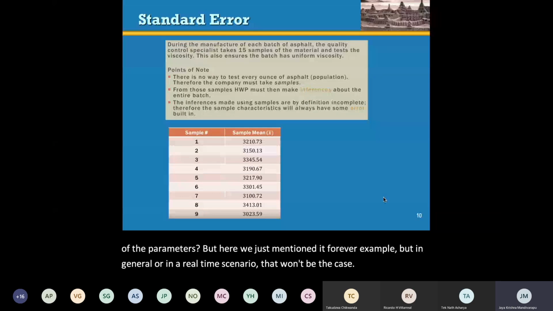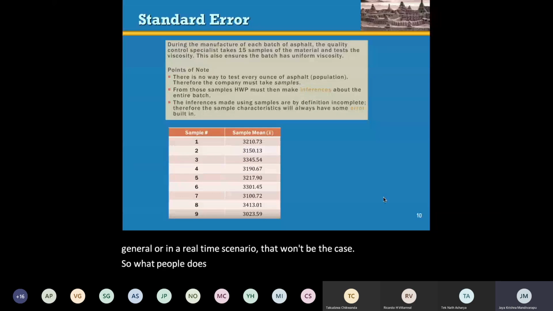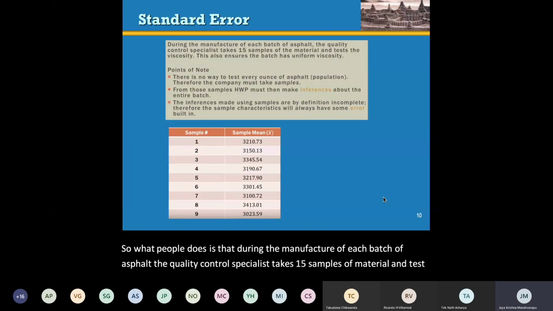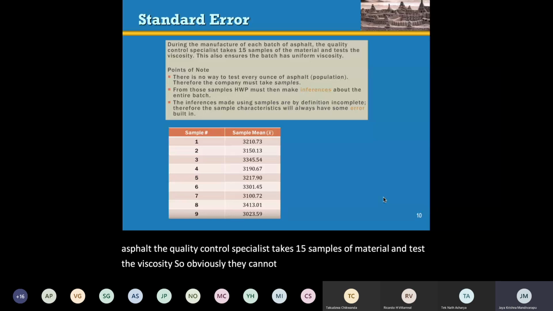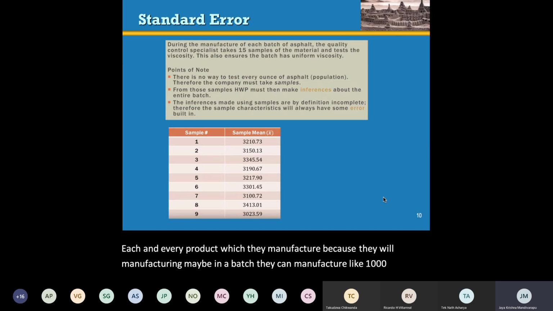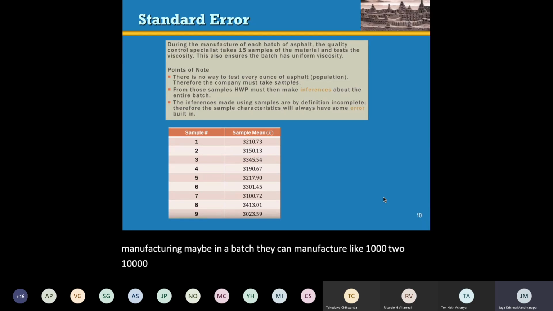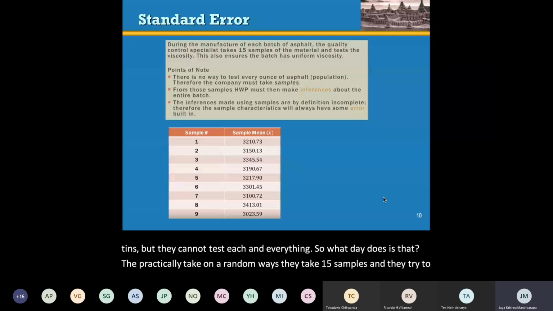So what people do is that during the manufacture of each batch of asphalt, the quality control specialist takes 15 samples of material and tests the viscosity. Obviously they cannot test each and every product they manufacture, because in a batch they can manufacture maybe 1000 to 10,000 tins. So they take 15 samples at random and test the viscosity.